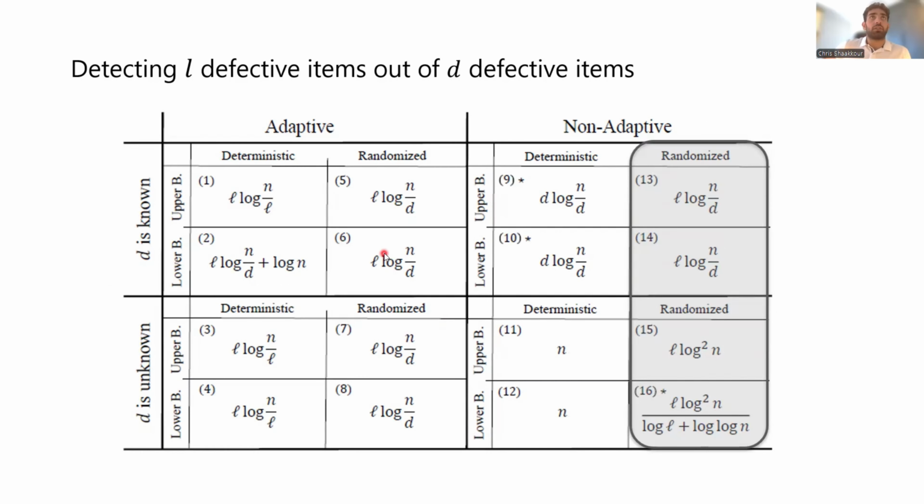Okay, so now we move on to detecting L defective items out of D defective items for the non-adaptive randomized settings or algorithms. Let's take a look at this. So in the randomized, we get L log n divided by D, upper and lower bound, it doesn't matter. Where D is known and where D is unknown, we have L log squared of n, and log squared of n divided by a factor of L and n, okay? So now we're going to prove these results, 13, 14, 15, and 16. Let's go ahead.